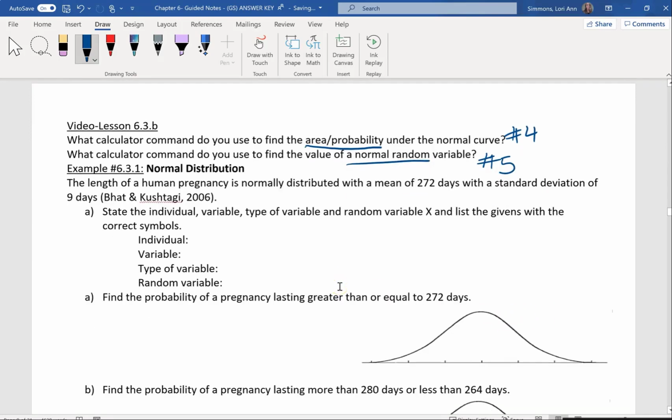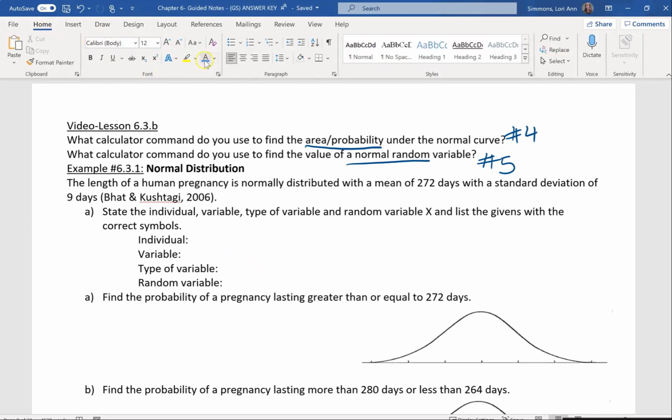So the length of a human pregnancy is normally distributed with a mean of 272 days with a standard deviation of 9 days. Let's state the individual variable, type of variable, and random variable X, and list the givens with the correct symbols. So first, what is the individual? This is the human pregnancy. What's the variable? The length in days.